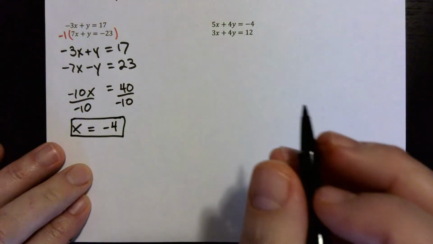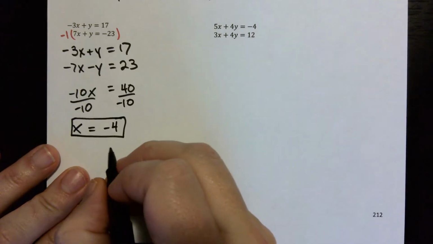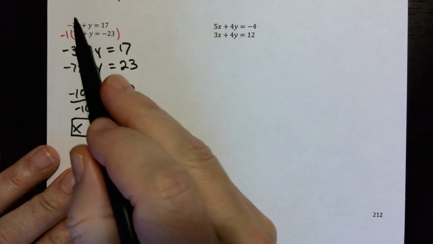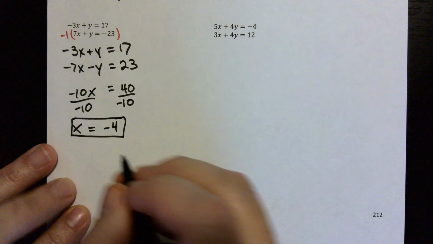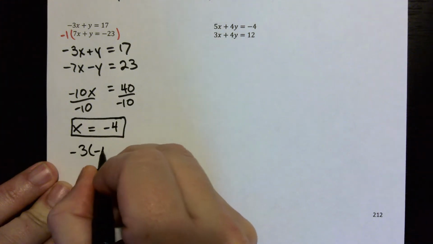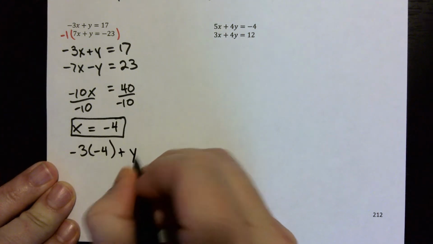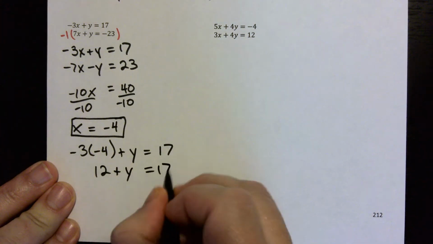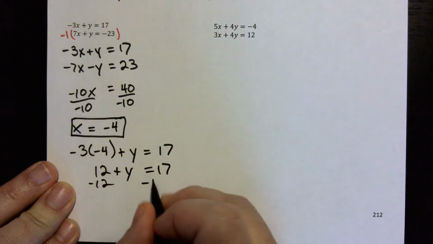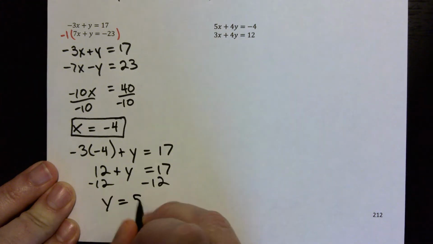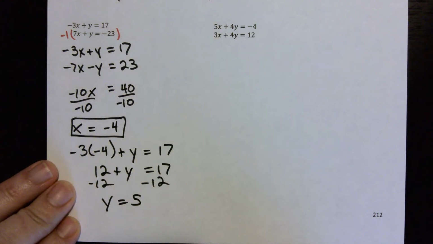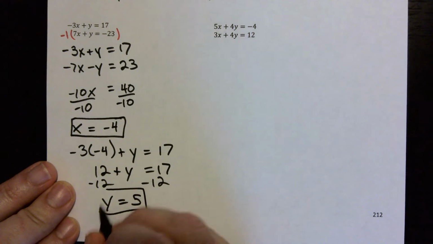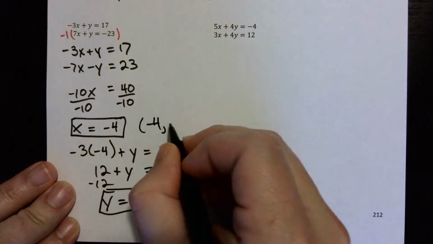Okay, that's part of my solution. Now I go find the other part. So let's use the top equation. I'll plug in this negative 4 right there. So I get negative 3 times negative 4 plus y equals 17. So 12 plus y equals 17. Subtract the 12 from both sides, and I get y is equal to 5. Okay, so that is an ordered pair solution of negative 4, 5.